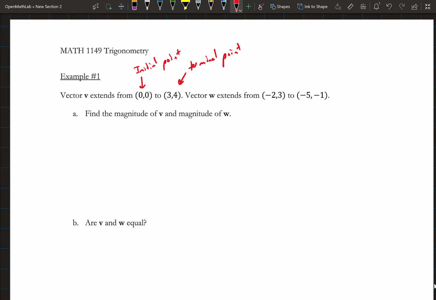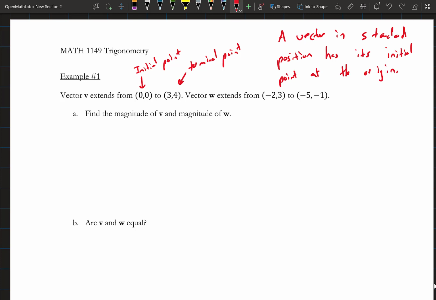And actually, this vector v is special. We call that a vector in standard position. A vector in standard position has its initial point at the origin. So v is in standard position.